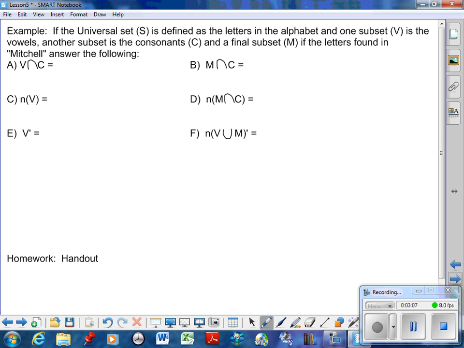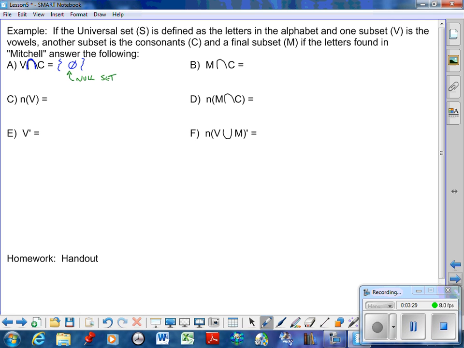V intersecting C. So remember that symbol there means intersection. So we're looking for the overlap. So what overlap is there between vowels and consonants? And the answer would be none. Okay? So that is an example of a null set.